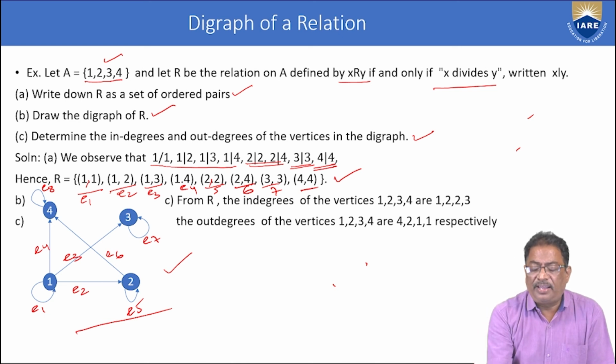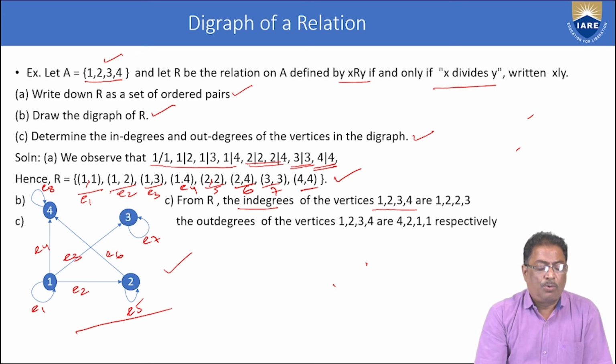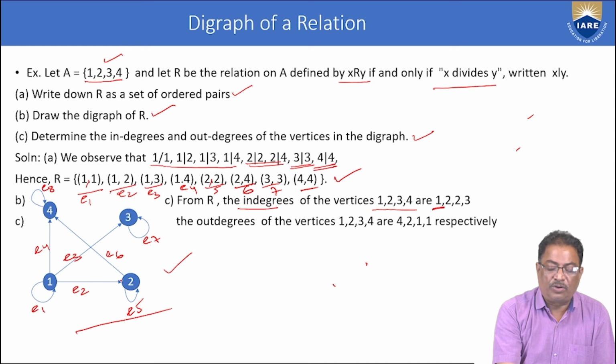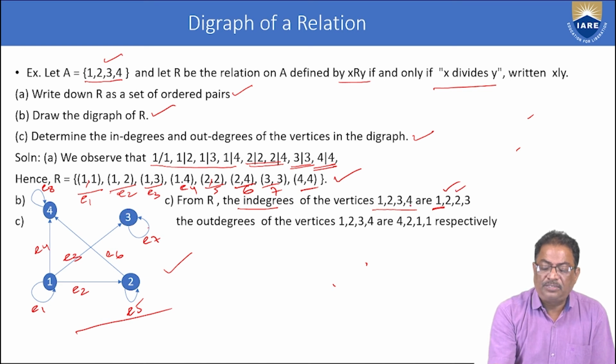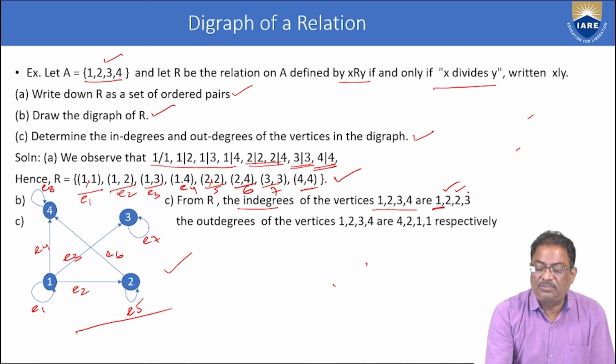Now what are the in degrees and out degrees of the vertices? We consider vertices 1, 2, 3, 4. In degree means how many edges are reaching that vertex. So for 1 this is only 1. For 2, this is 1 and this is 1, so 2. For 3, this is 1 and this is 1, so 2. And for 4, this is 1 and this is another one, and another one. How many are there? 3 are there.